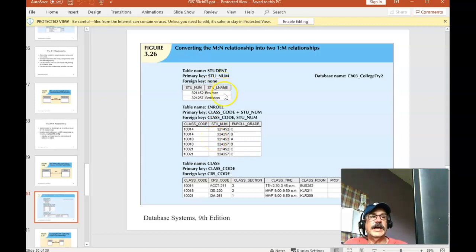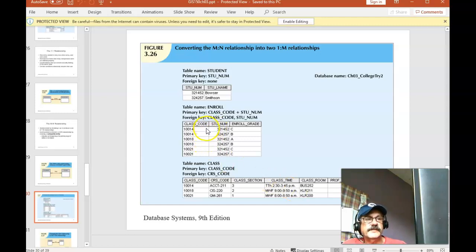The way to find out what classes student Bowser takes is we take his primary key and go look it up. Let's see, 321452. Okay, there he is, and there he is, and there he is. So he's taking class 10.014, which is accounting. He is taking CIS 220. And he's taking, is that QM? QM 261. You'll notice in this table, this information is only about the class itself. It doesn't list any of the students. It only lists the class itself.